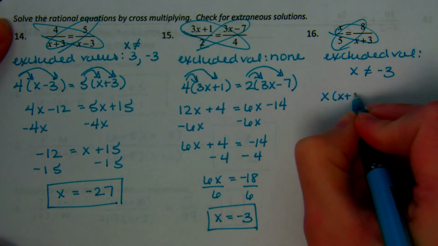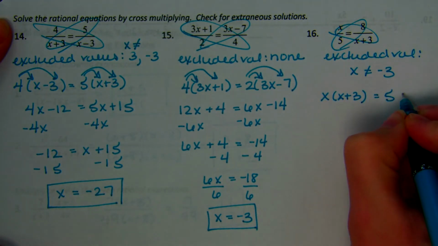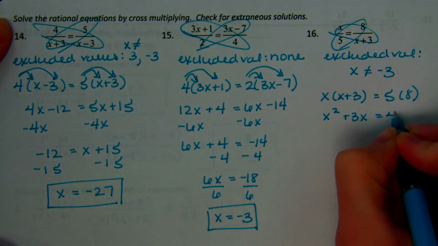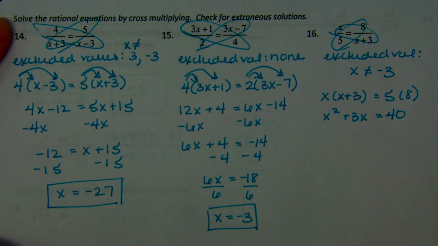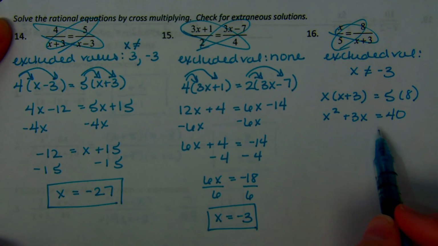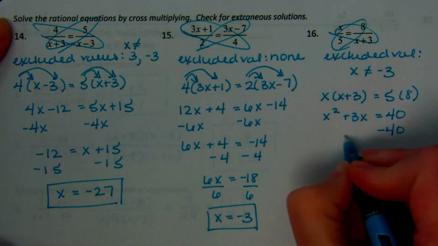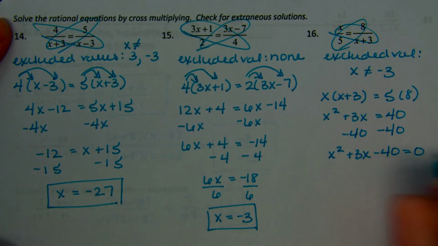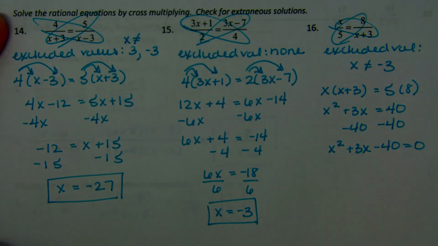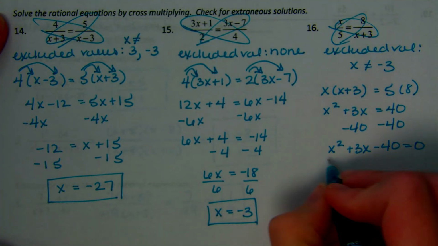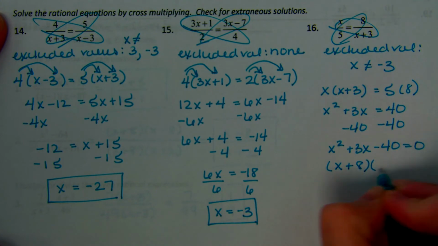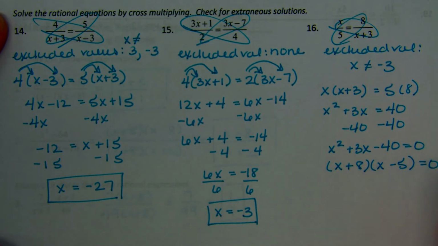So I've got x times x plus 3 is equal to 5 times 8. So x squared plus 3x is equal to 40. This is a factoring problem, we know, because there's an x squared and a 3x. So we're going to have to move that 40 over. So x squared plus 3x minus 40 is equal to 0. And then I'm going to factor things that multiply to 40 and add to 3. It's a negative 40, so one's positive, one's negative. That's x plus 8 and x minus 5.